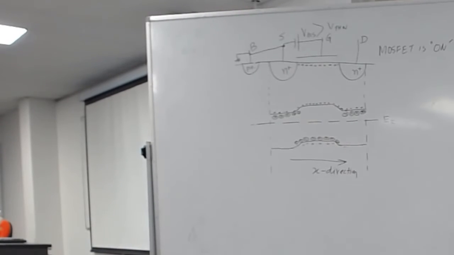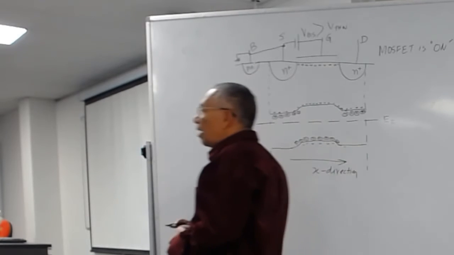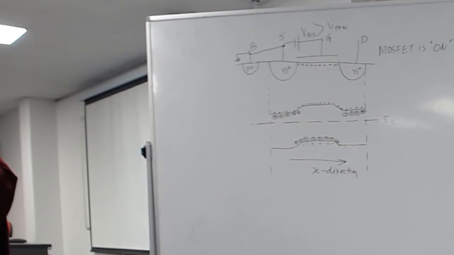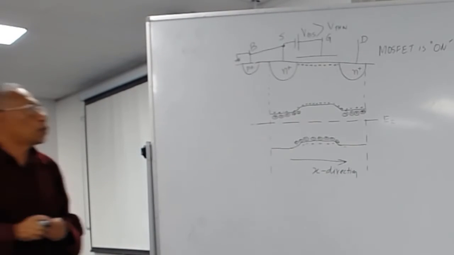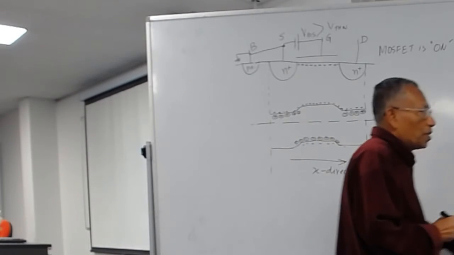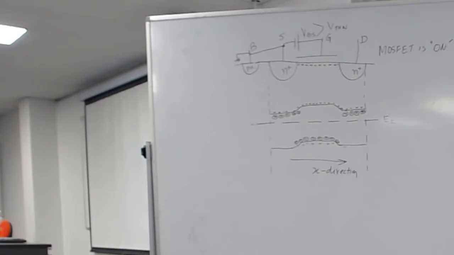Now how to flow the current? What do I have to do? I have created the channel, turned on the channel, now I have to flow the current. Apply voltage between the source and drain. You agree? So now I am going to apply voltage between drain and source and see what happens. So I am going to do it here. Can I erase this? Okay, I am going to do it here.